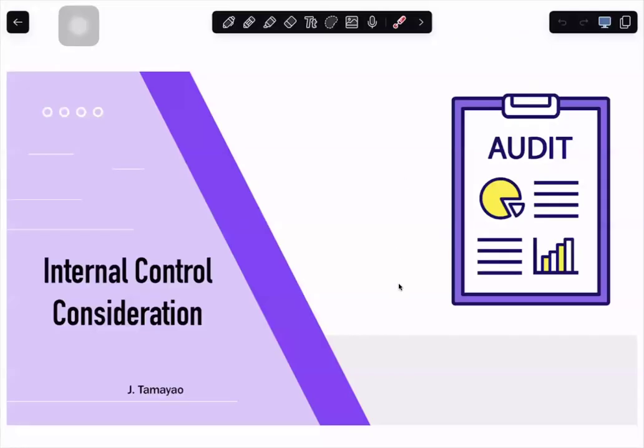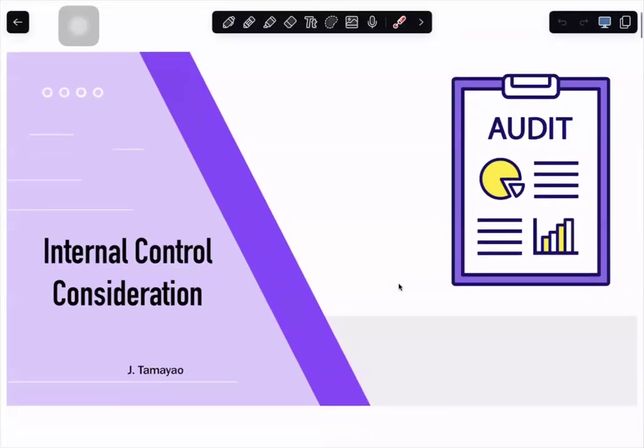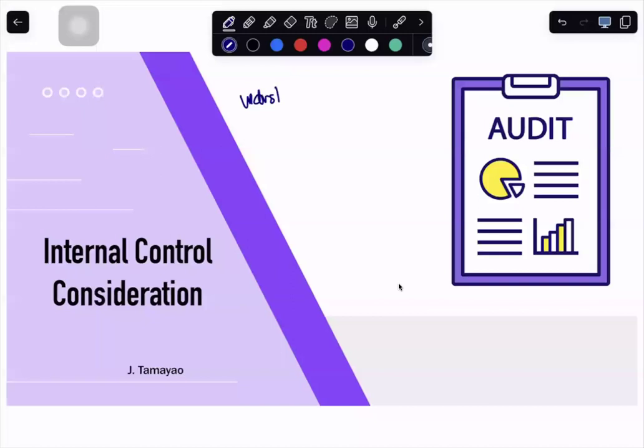For this session, we will talk about internal control consideration. So we already finished before your audit planning, and we already had an idea about the whole auditing process. So now we will talk about your control environment. Now for control environment, our main issue is to understand the control.